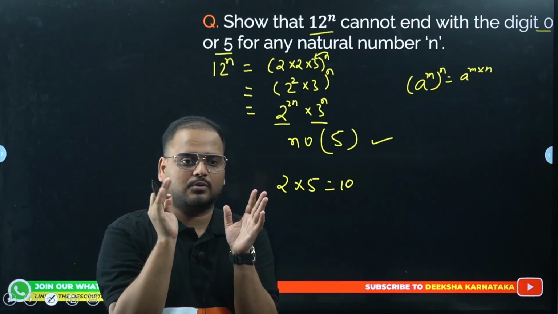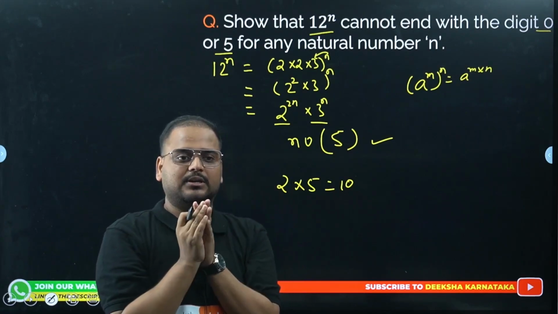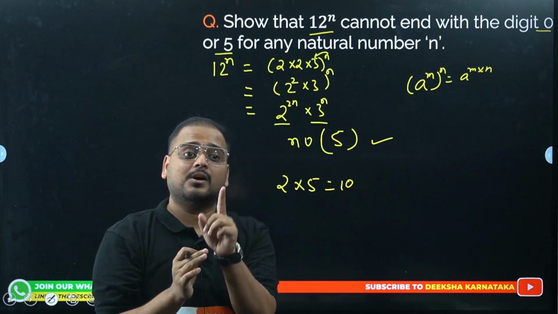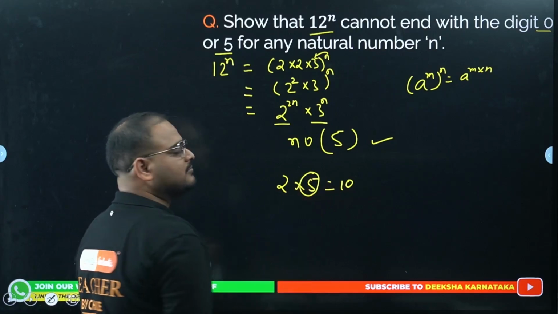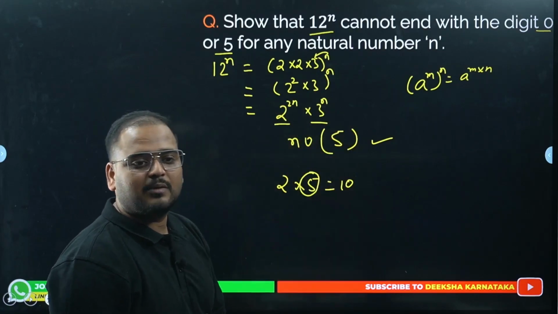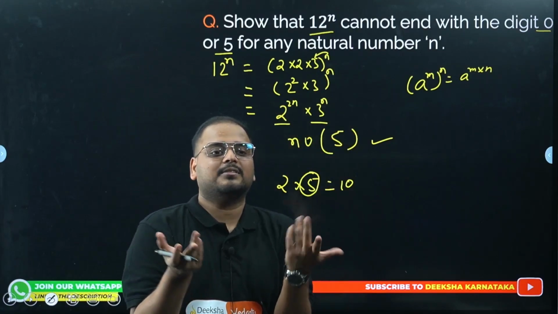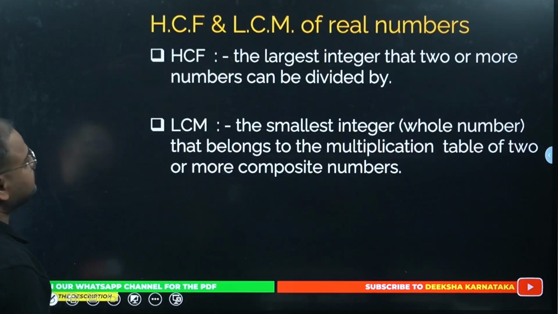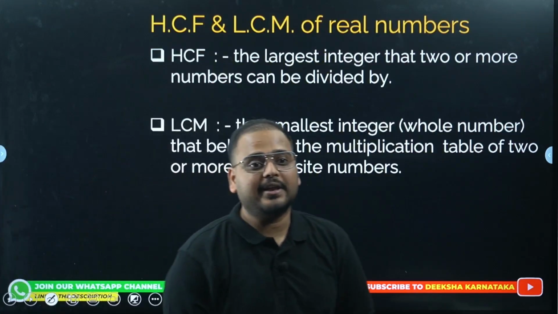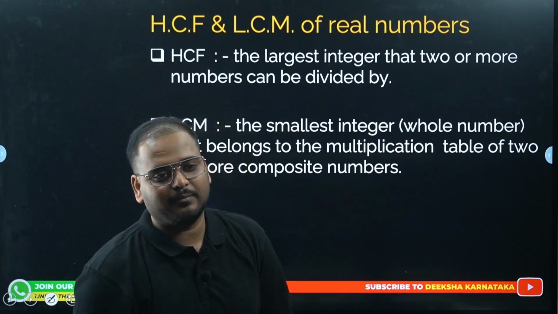It can have 100 also. It can have 1000 also in it. But it should have at least 10. How will there be 10 if there is no 5? So obviously this number, 12 power n, cannot end with 0 or 5. Clear? Let's proceed. Now the main concept of this chapter, real numbers, comes.